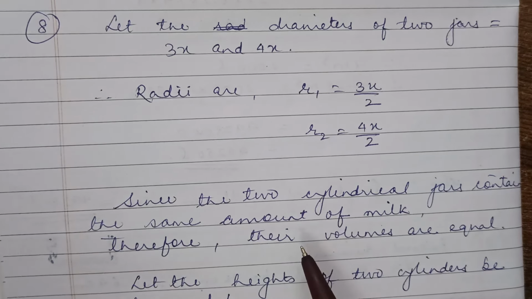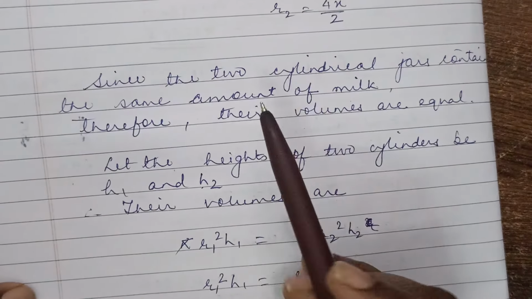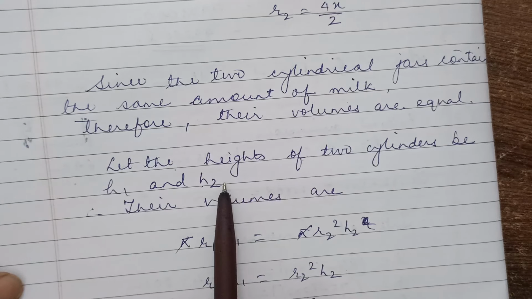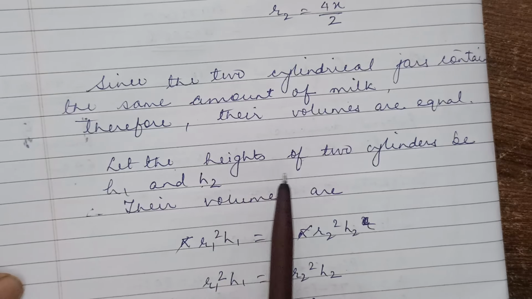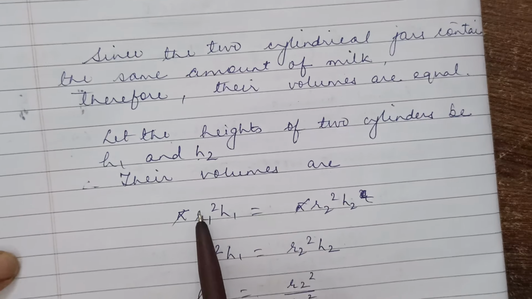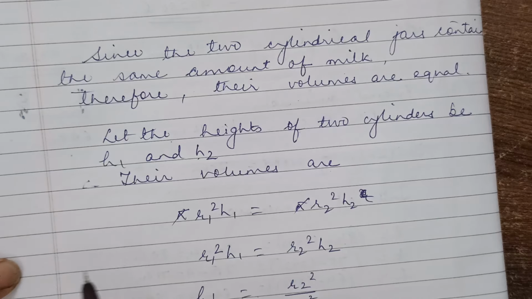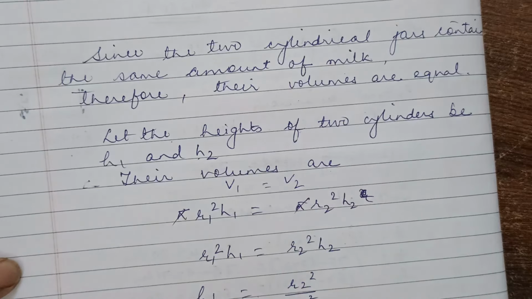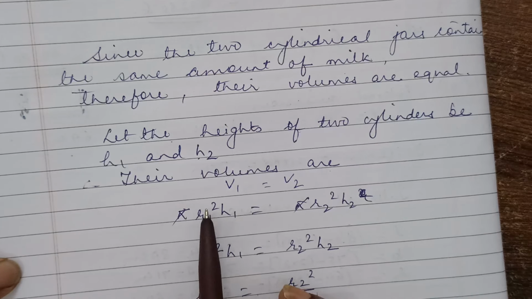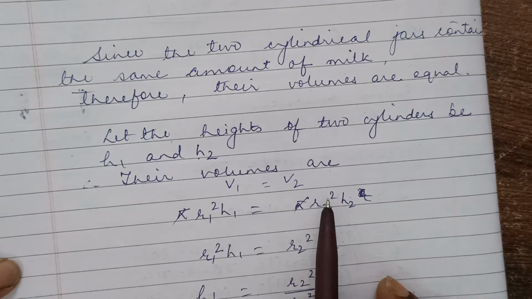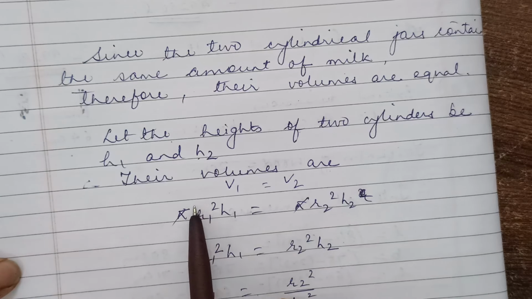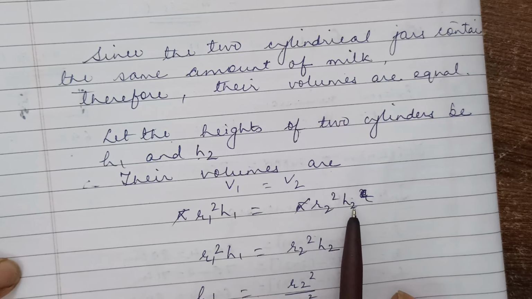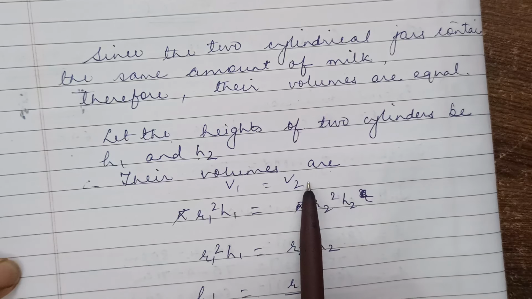So let the heights of the two cylindrical jars be h1 and h2. Now what is the volume of a cylinder? We know that it is equal to pi r square h. Now since the two volumes are equal, we will equate their volumes. So let us denote that volume V1 will be equal to V2. Therefore, pi r1 square h1 equals pi r2 square h2. Why? Because we have taken r1 and h1 as the radius and height of the first cylindrical jar, and r2 and h2 as the radius and height of the second cylindrical jar.